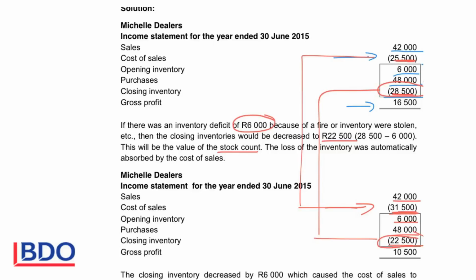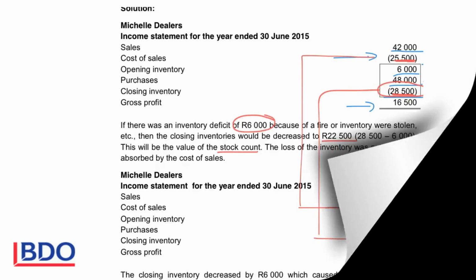Therefore, when we use the periodic inventory system, we will not record any losses of inventory because the closing inventory that is determined by inventory count will automatically be lower if there's things lost, and because it's lower, the cost of sales price will increase.